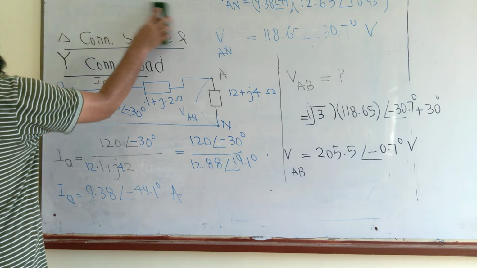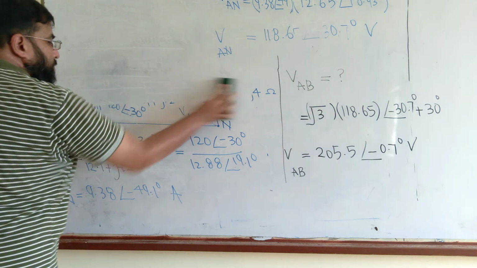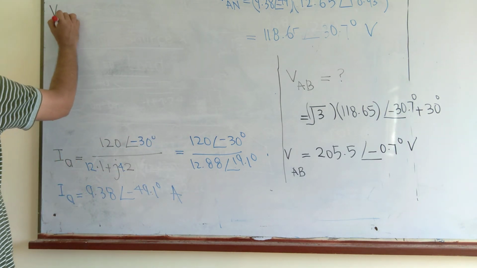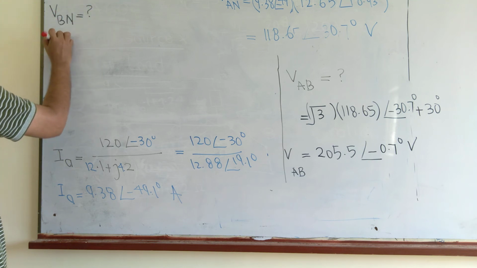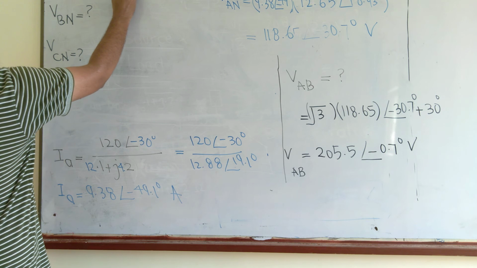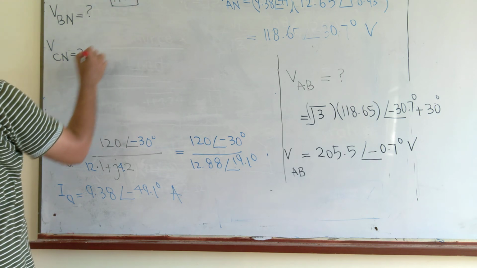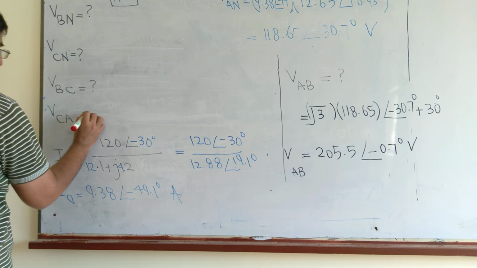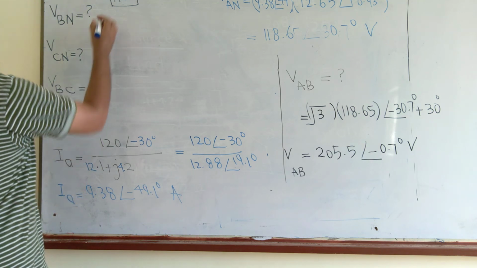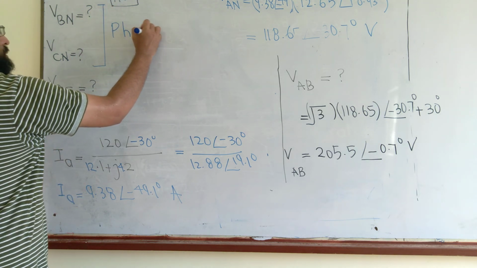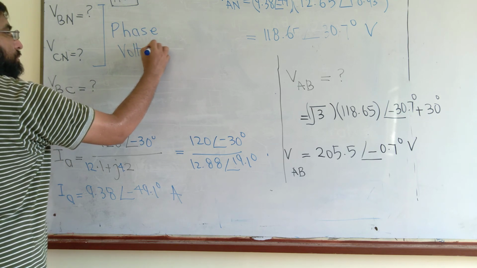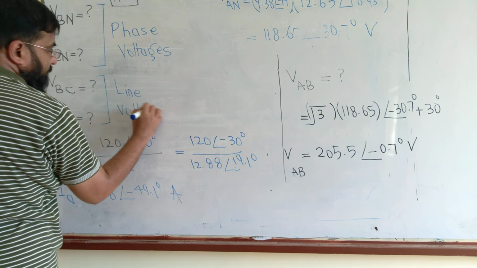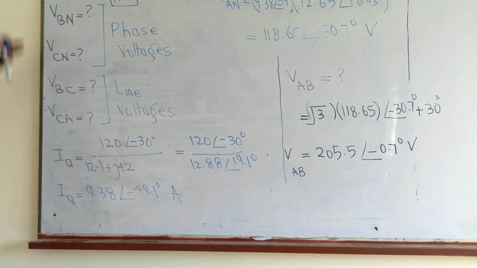Now there is a small homework. Students are required to calculate four voltages: VBN, VCN, which are phase voltages, and VBC and VCA, which are line voltages. The students have to find these four voltages.